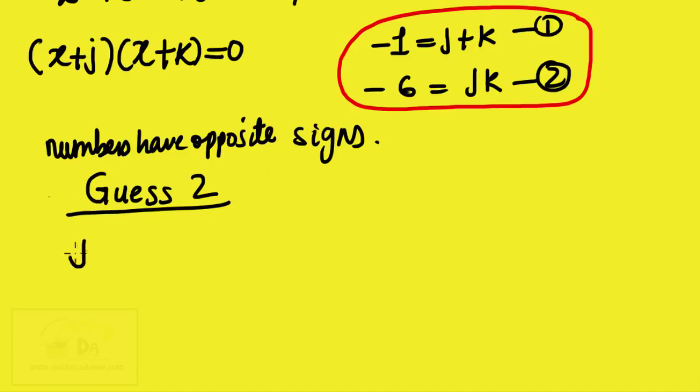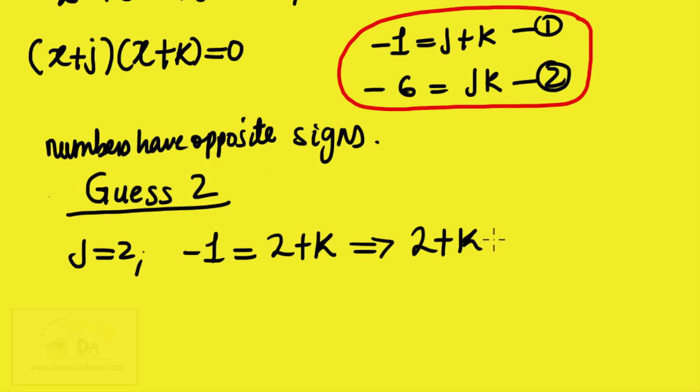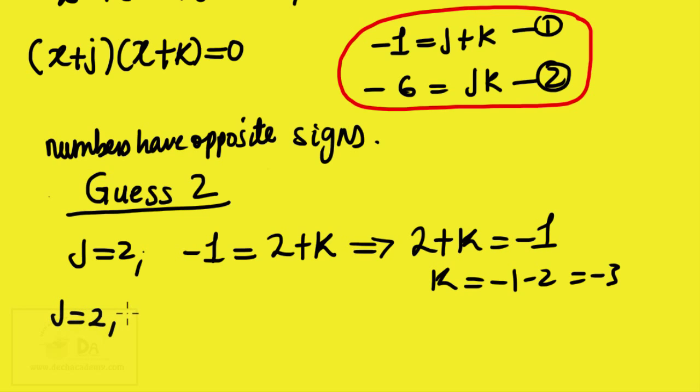Let's try j equals 2. When j is 2, from the first equation, replacing j with 2 gives minus 1 equals 2 plus k, and allows us to determine a value of k which satisfies the first equation. This gives 2 plus k equals minus 1, making k the subject of the formula gives minus 1 minus 2, which is minus 3. So we have j is 2 and k equals minus 3 just by considering values of j and k that satisfy this first equation.